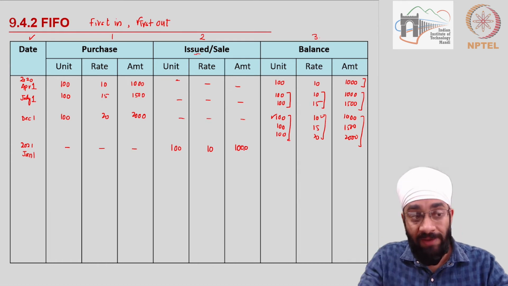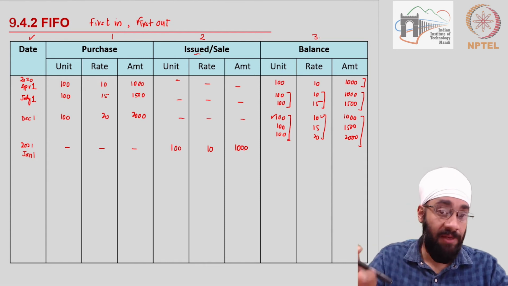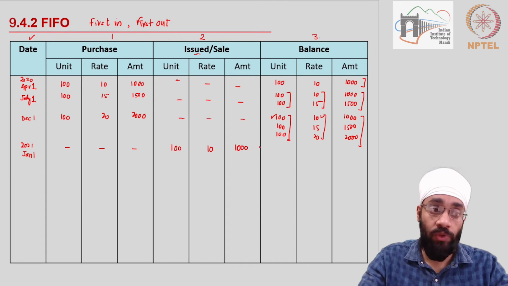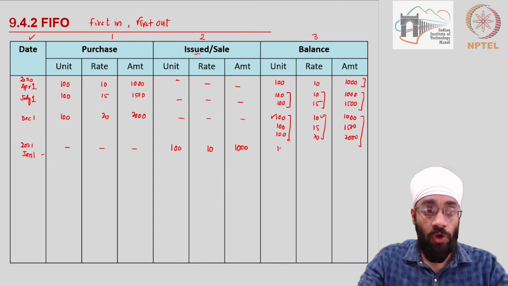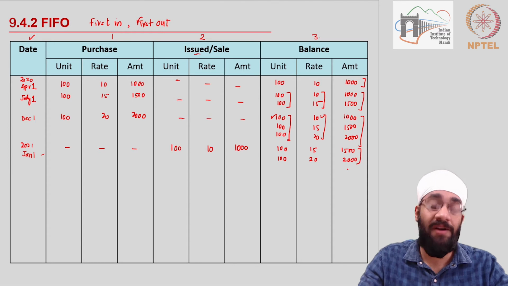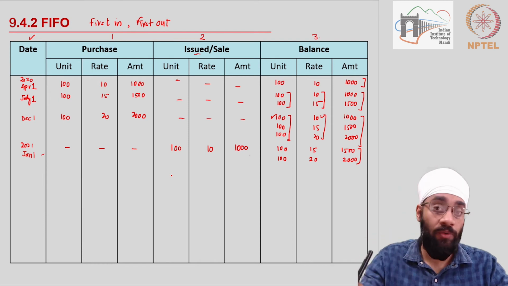The stock may have been sold at 25 rupees, 50 rupees per unit. Doesn't matter. We're not considering that. We're only considering the cost price, so that we can say that at the end of January 1st, the stock remaining in the business is 200 units only, and this stock is priced at 15 and 20 each. Therefore, the total value of this stock is 3500, and 1000 rupees worth of stock has already been sold. This is the first in, first out method.